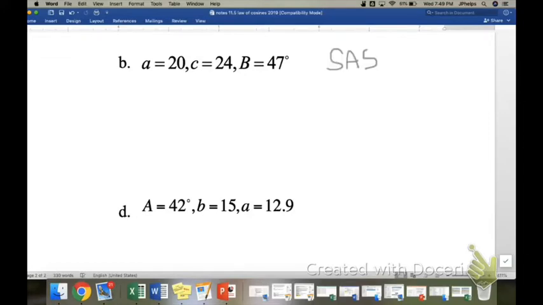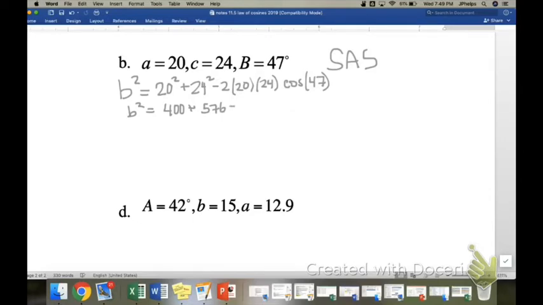To set this up using the law of cosines, we are given angle B is 47 degrees. So we want to write this in terms of B. So we've got b squared equals 20 squared plus 24 squared, so side a plus side c, minus 2 times side a times side c, and cosine of angle B, which is 47 degrees. And we can simplify this. So this comes out to b squared equals, that's 400 plus 576 minus 960 cosine of 47 degrees.